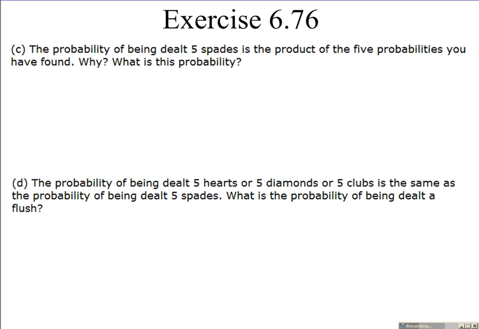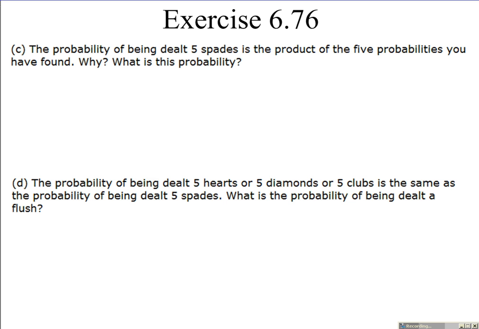So now putting all this together, the probability of being dealt 5 spades is the product of those 5 probabilities you found. Why? And what is the probability? Well, the reason that it is going to be the product is because we need each of those things to happen. We need the first card to be a spade, and the second card to be a spade, and the third, and the fourth, and the fifth card to be a spade. Anytime we need multiple events to happen, and it's an and situation, you multiply. If it was an or situation, that is when we add our probabilities.